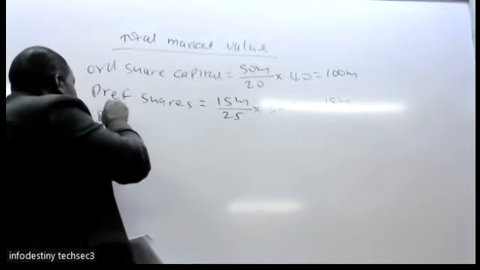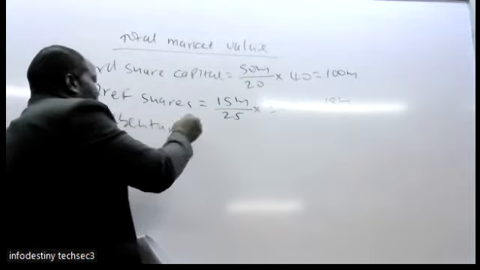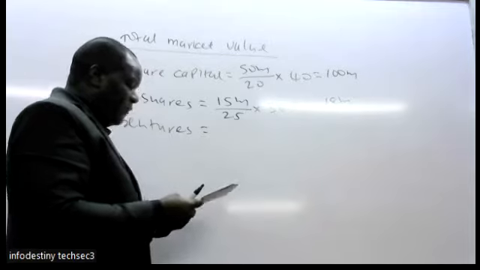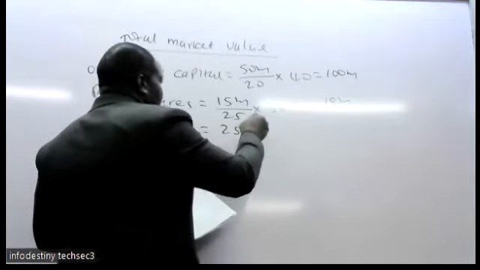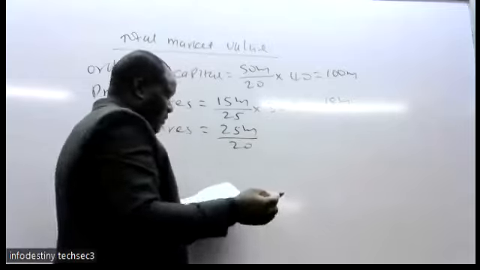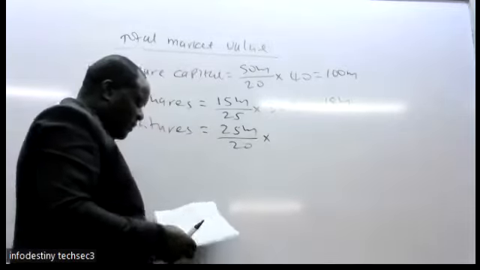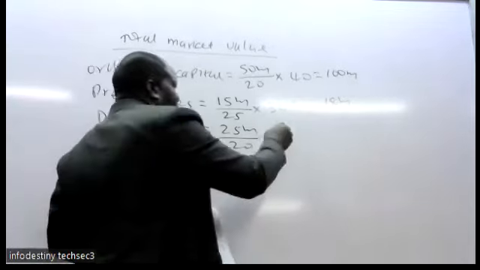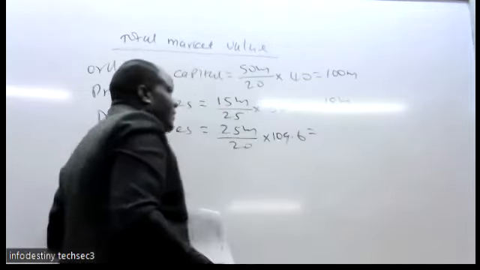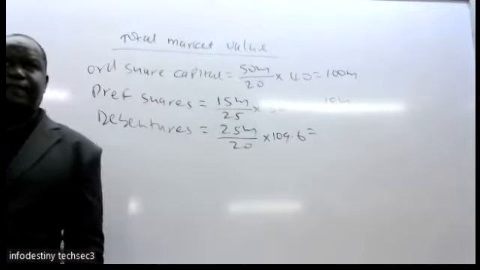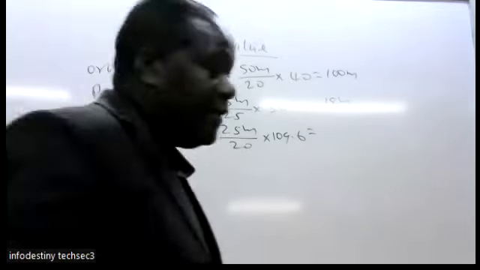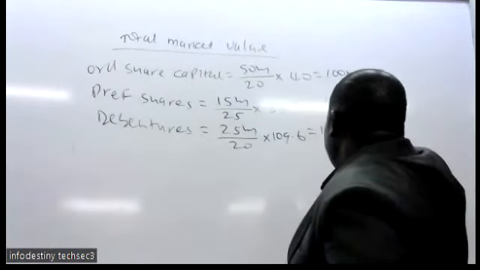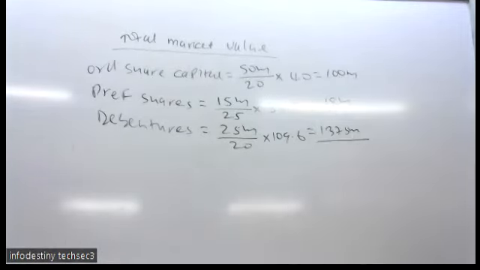The last item should now be the debentures. So for the debentures, we do the same. 25 million. The par value is 20. So this one we subtracted, it was 109.6. So that should give us which value? 137 million. So when you add them together, what should be our total?